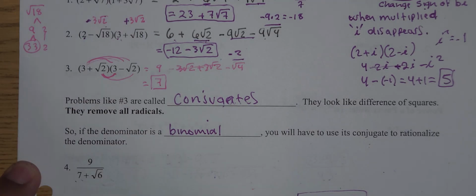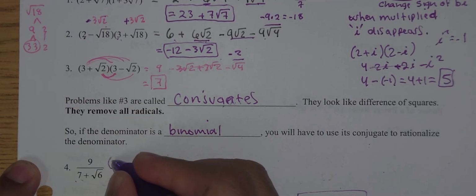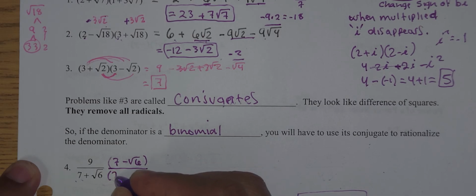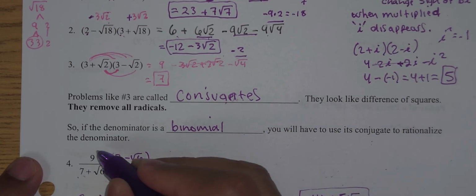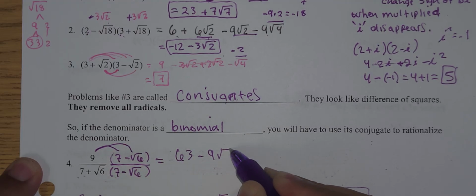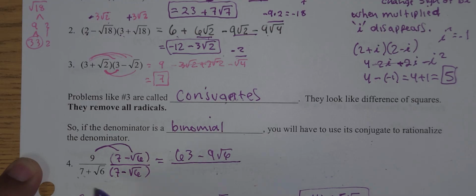That means we got to multiply by its conjugate, which is 7 minus the square root of 6. And we have to do that to numerator and denominator. Okay, so just the opposite sign. So then 9 times 7, that's 63. 9 times negative square root of 6, that's negative 9 square root of 6. Denominator, when you multiply 7 times 7, that gives us a 49.